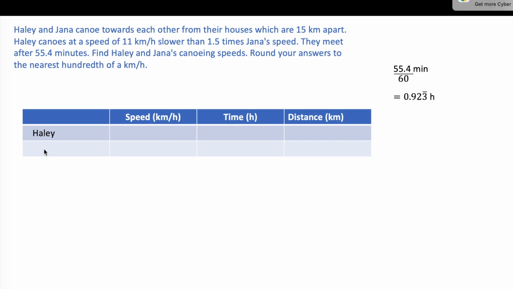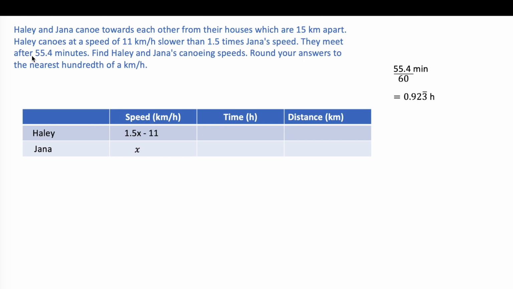I'm going to put Haley and Jana's names on the table, and then their speeds. We have Haley's speed is 11 kilometers an hour slower than 1.5 times Jana's speed. So Haley is compared to Jana. That makes Jana x, and Haley is going to be 1.5 times Jana's speed, 11 kilometers slower than that, so 1.5x, then take away 11.